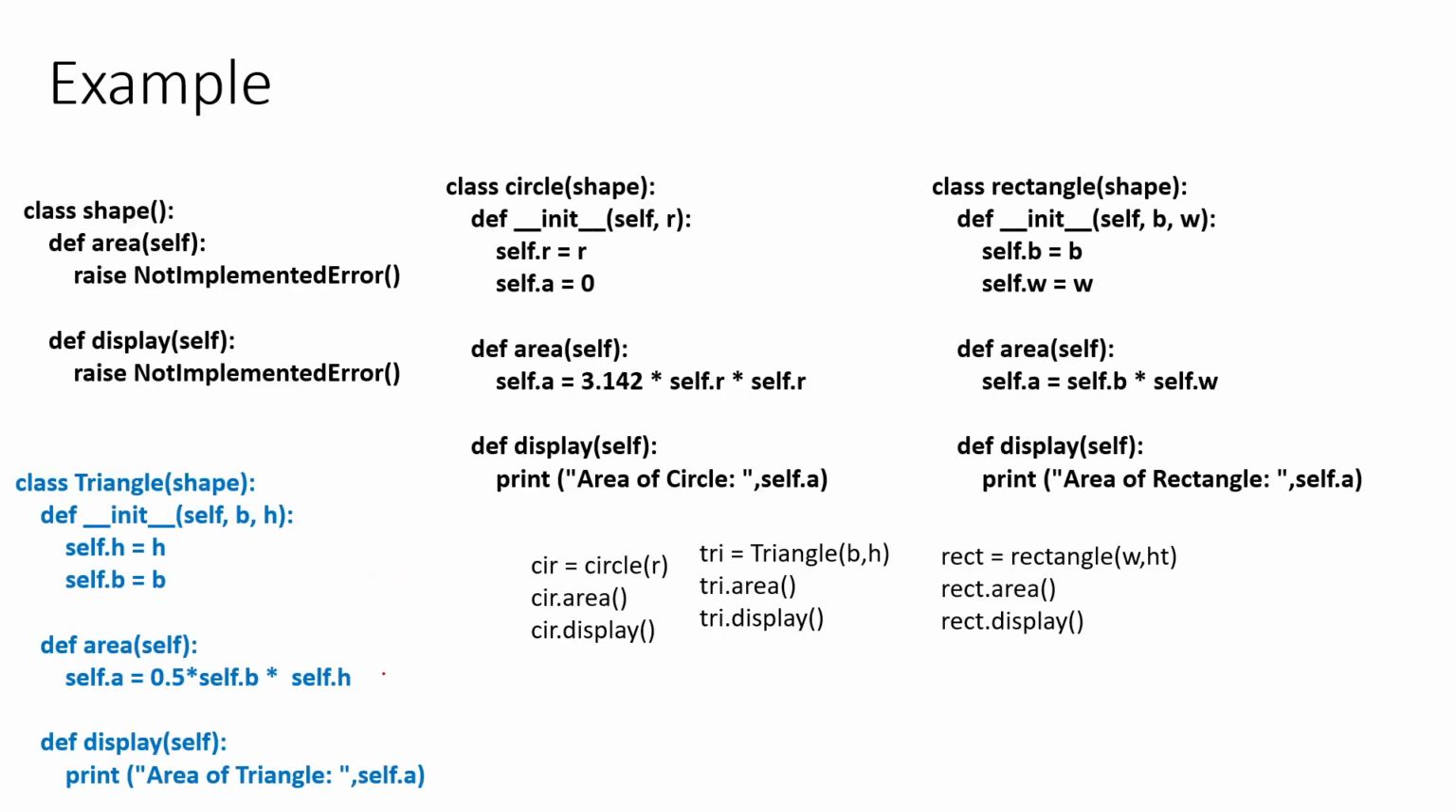This is an example. Interface can be used to develop code for finding the area of a triangle, area of a circle, area of a rectangle. With this, we have completed, in brief, various object-oriented features that are in Python. Thank you.